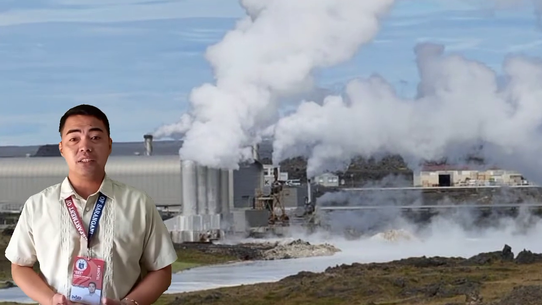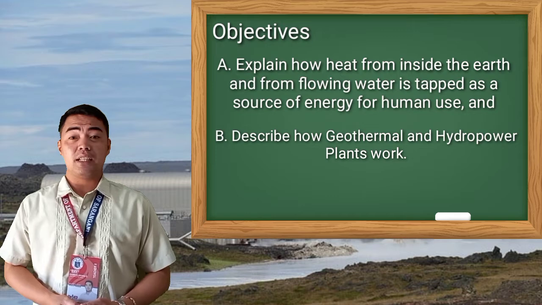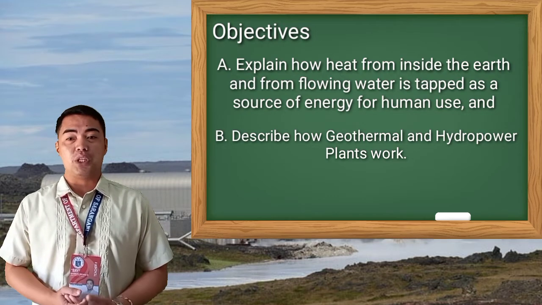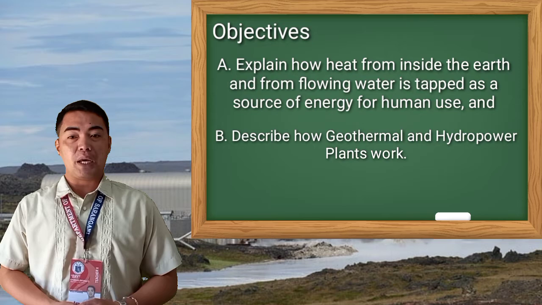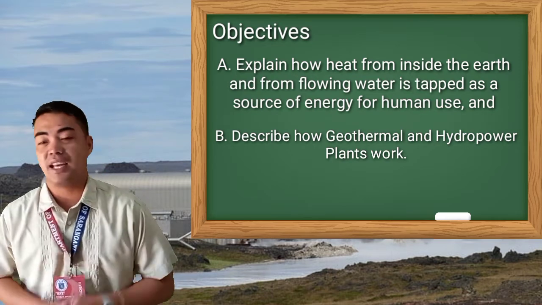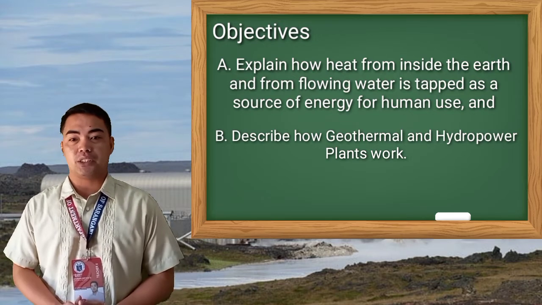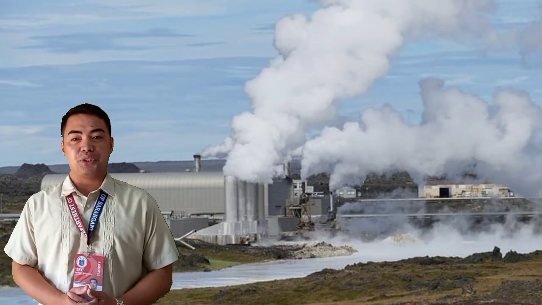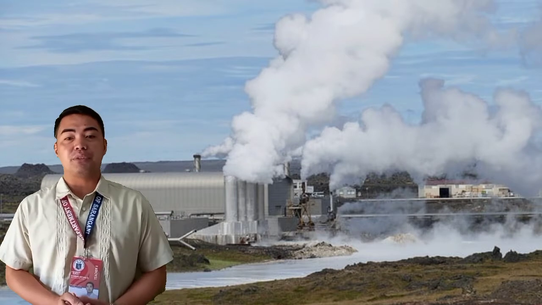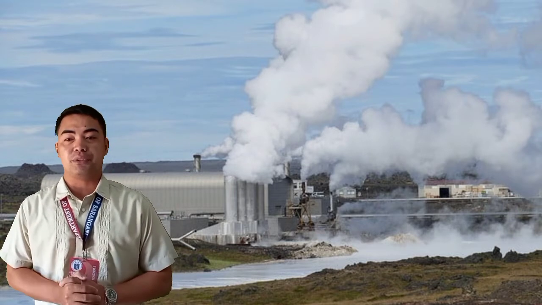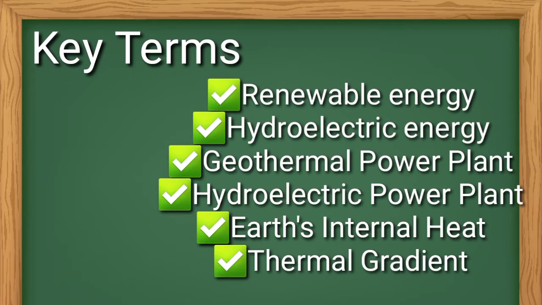Our objectives are: first, explain how heat inside the earth and from flowing water is tapped as a source of energy for human use. Second, describe how geothermal and hydropower plants work. While reading your modules, you will encounter the following terms, so please take note of them: renewable energy, hydroelectric energy, geothermal power plant, hydroelectric power plant, Earth's internal heat, and thermal gradient.